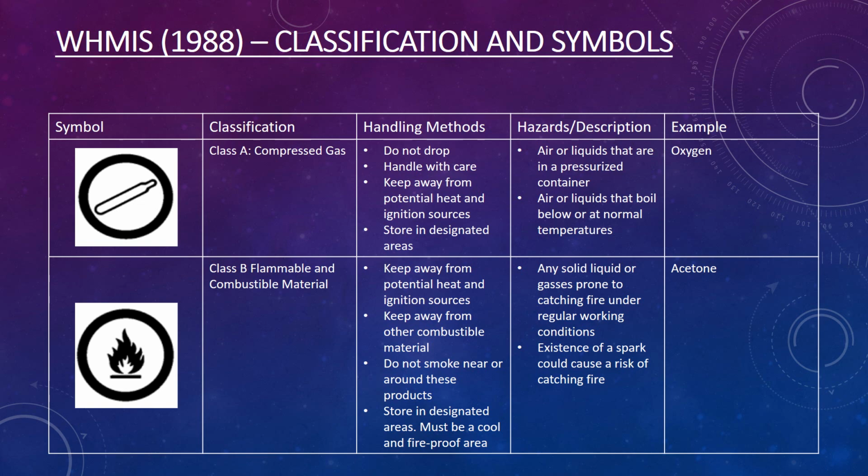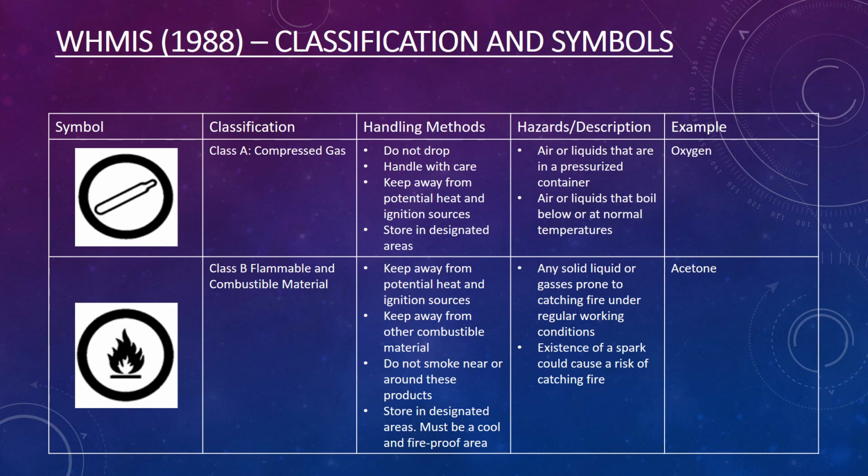WHMIS 1988, Classification and Symbols. Classification A, compressed gas. Handling methods. Do not drop. Handle with care. Keep away from potential heat and ignition sources. Store in designated areas. Hazards and description. Air or liquids that are in a pressured container. Air or liquids that boil below or at normal temperatures. Example, oxygen.